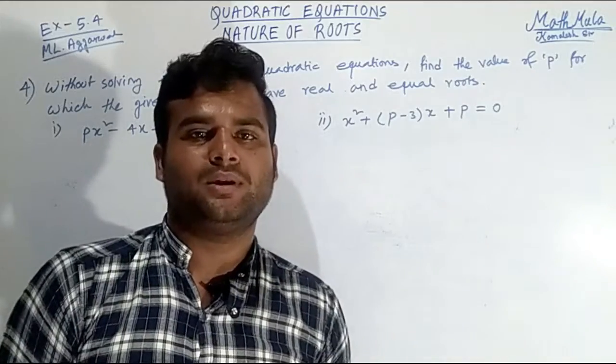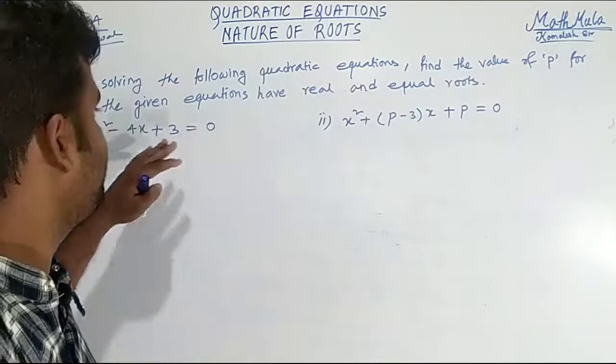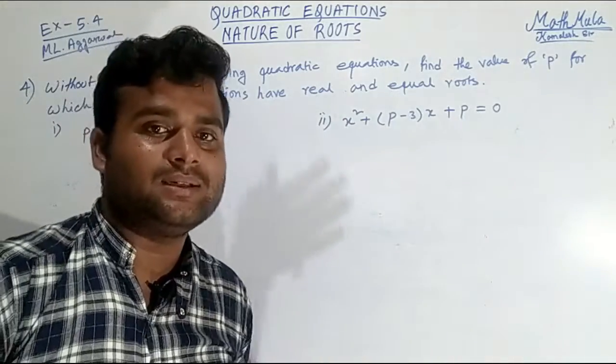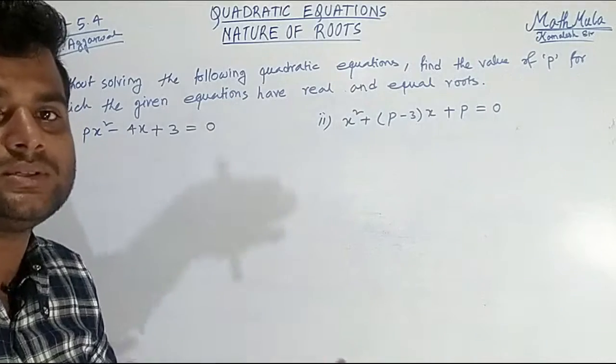Now we solve sum number 4. Without solving the following quadratic equations, find the value of p for which the given equations have real and equal roots. Look, the given equations have real and equal roots. That means the discriminant of these equations is equal to 0.